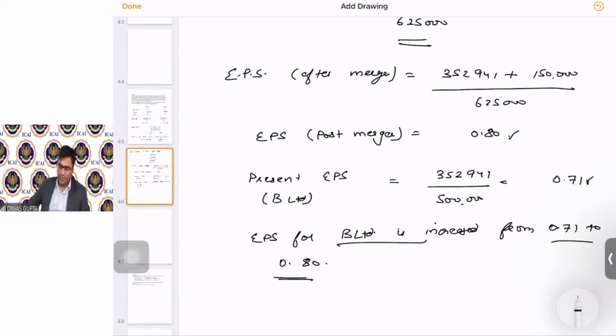So if the question is indicating you to calculate the impact on EPS, please calculate it. If the question is indicating you to calculate the impact based on the MPS or the market value, we can take that.